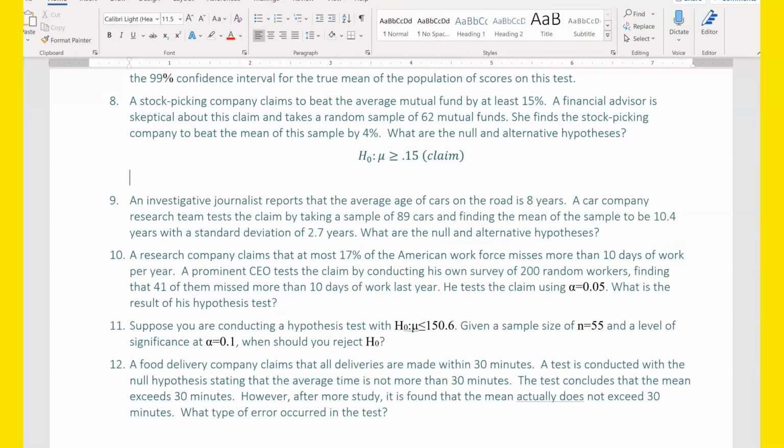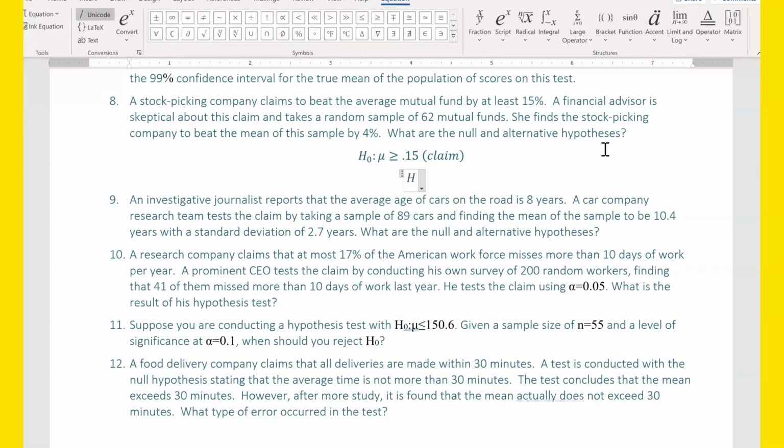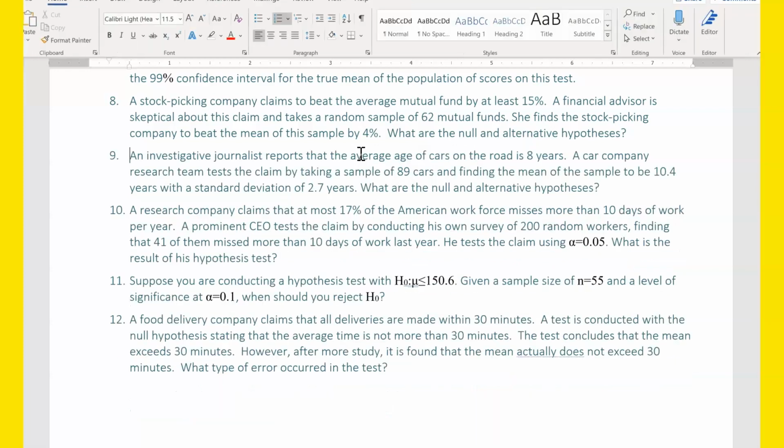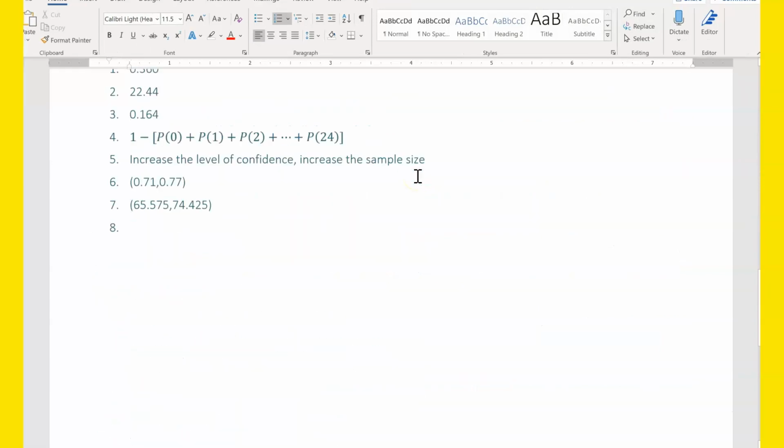And so that means HA would be mu is less than 0.15. And that would be our answer. And it's just whichever one has the equality in there, the equality, it has to be H naught.